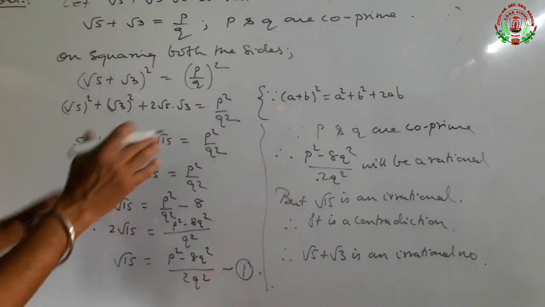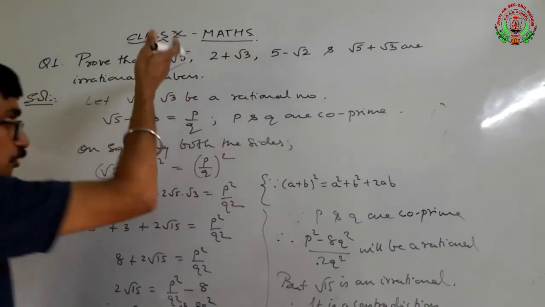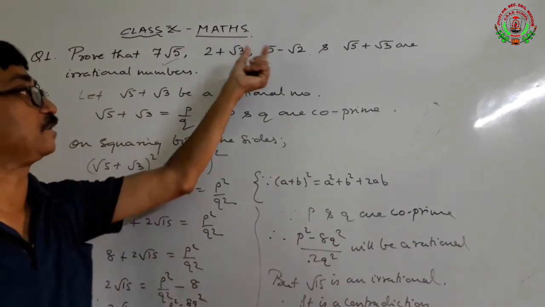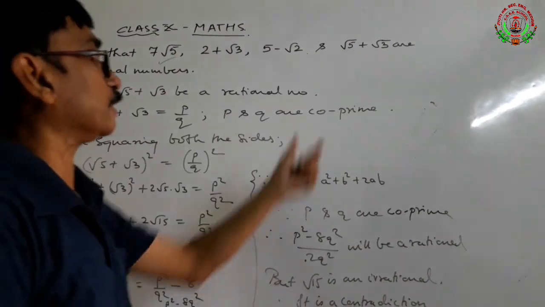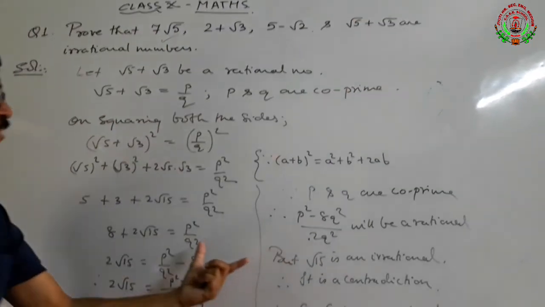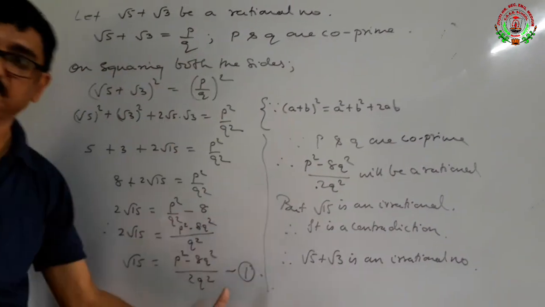In the same type of problems, you can take 7 root 5, 3 root 5, 5 minus root 3, 3 plus root 2, root 3 plus root 2, and you can prove it yourself. You can practice such various problems in the same way. Thank you.